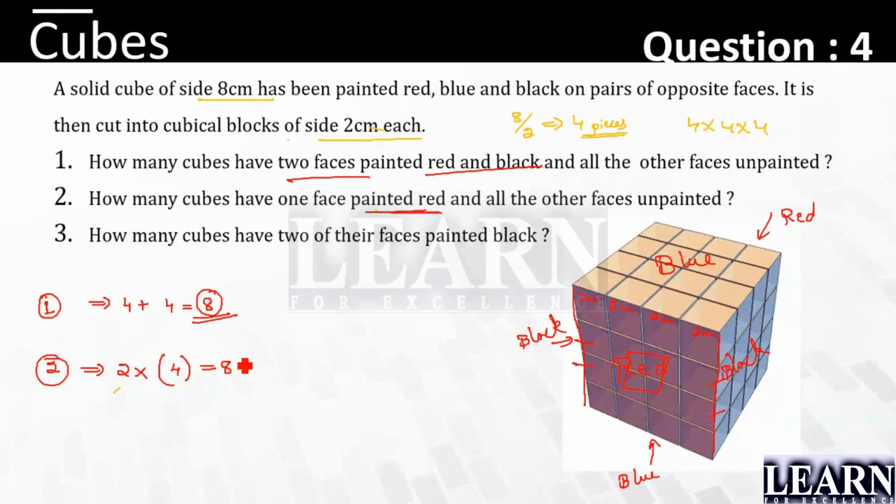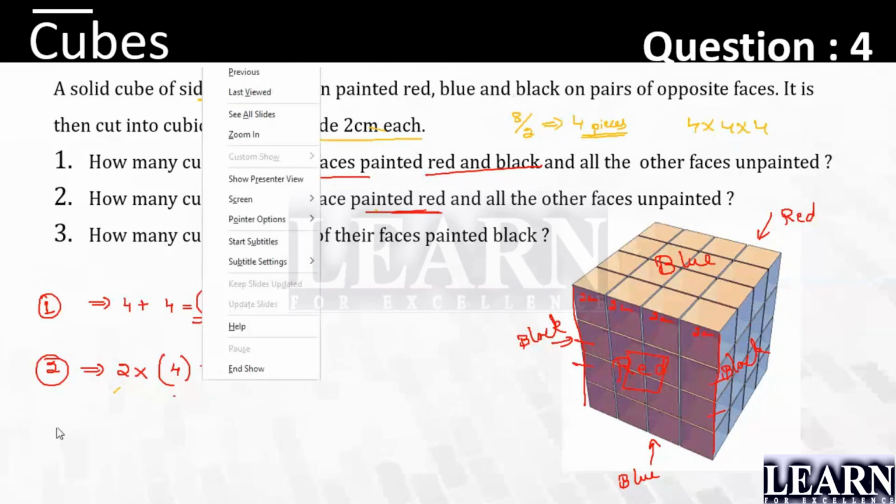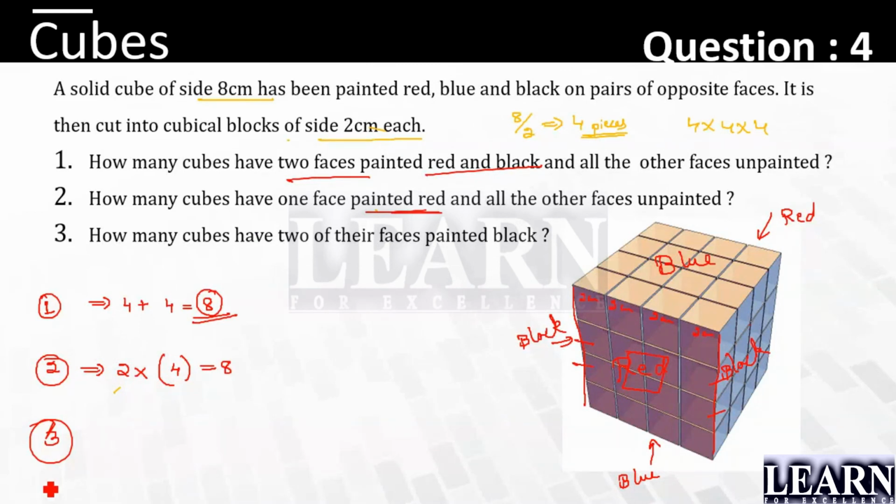Next, let's move on with question number 3. How many cubes have two of their faces painted black? If you want any two faces painted, then you have to go along the edges. Looking at the arrangement they have given, black and black are on opposite faces. So in order to get two faces painted black, the black faces should be adjacent to each other. We don't have any adjacent faces colored black. So the answer is going to be 0 here.